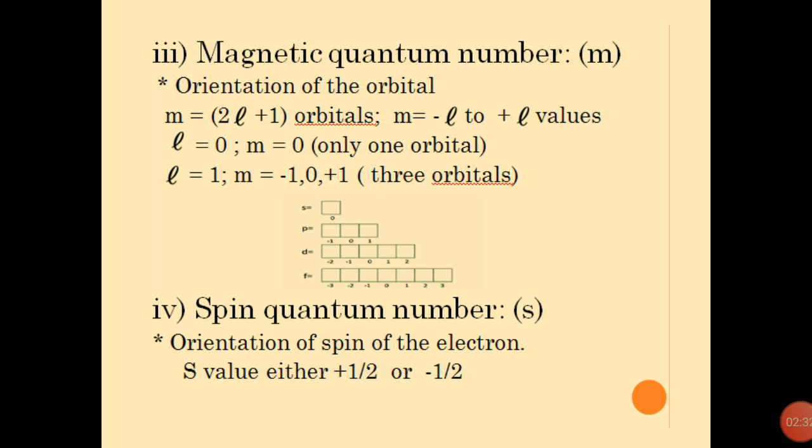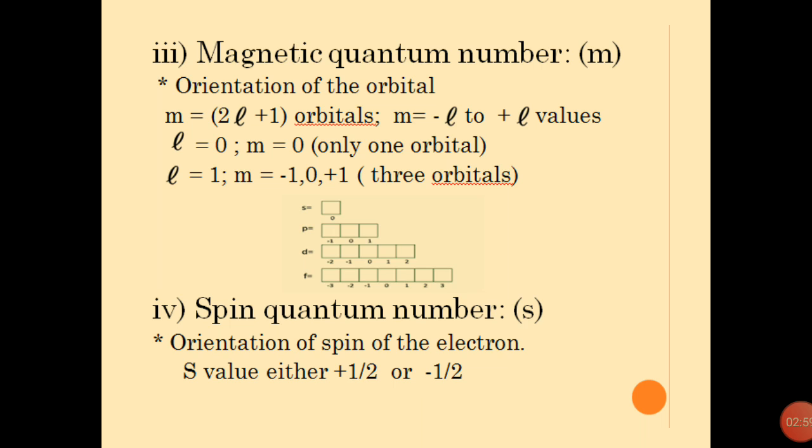If L is equal to 1, it is the p subshell. For that, M values are minus 1, 0, plus 1. This represents the p subshell containing 3 orbitals with magnetic quantum numbers minus 1, 0, plus 1. Likewise, the d subshell contains 5 orbitals with magnetic quantum numbers minus 2, minus 1, 0, plus 1, plus 2.